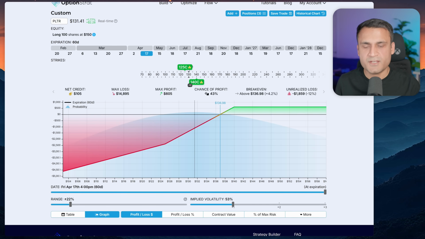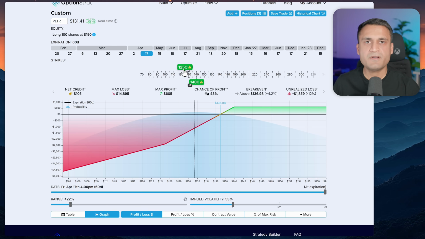Now compare this scenario. If you bought the shares at 150 and you ended up at 140, you would be in a $1,000 loss. But in this case, if I land at 140 on expiration or anything above 140, I would be in a $600 profit. So that is a $1,600 delta. And even if it lands at 137, I'm going to break even. So even though at that point the stock would be down 10% from the entry price, I can still break even.